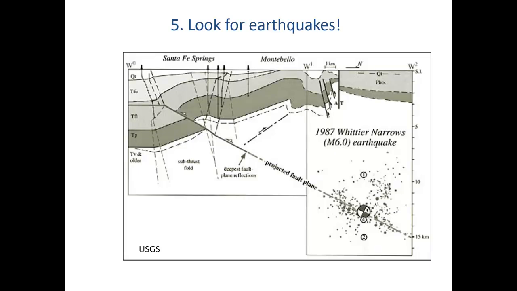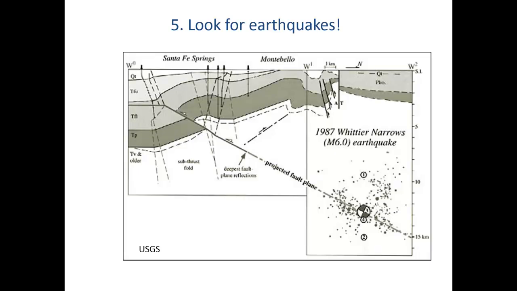So the last way of recognizing faults is by earthquakes. This is obviously a little backwards because the whole point of identifying faults was to assess the earthquake risk they pose. But if earthquakes are the only way you can identify a fault, so be it. A great example was the 1987 Whittier Narrows earthquake in California, which caught geologists completely by surprise because they didn't think there was even a fault there.